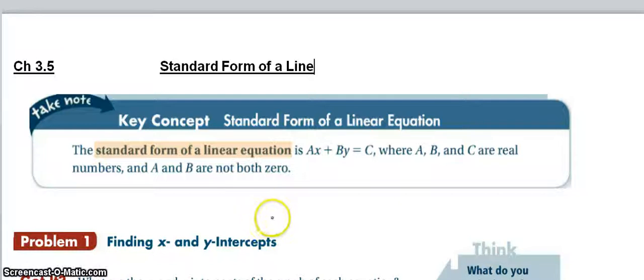Hello again. We are now discussing Chapter 3, Section 5, talking about the standard form of a line. And you're probably starting to wonder, what is the deal with all these different forms? How is standard form different than anything else?